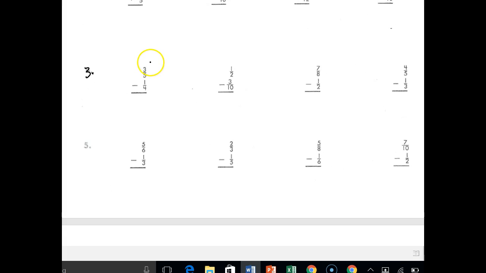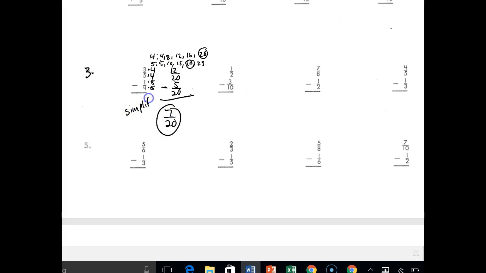So let's go ahead and write our 4 and our 5. So our 5s are 5, 10, 15, 20, 25. Our 4s are 4, 8, 12, 16, 20. Oh, and 20 happens to be the one that we need to make them to. So times 4 on this one, and times 5 on this one. So 3 times 4 is 12 over 20, minus 1 times 5 is 5 over 20. Subtract those, we get 12 minus 5 is 7 over 20. And you're going to tell me, hey, Mr. Mason, it's simplified.